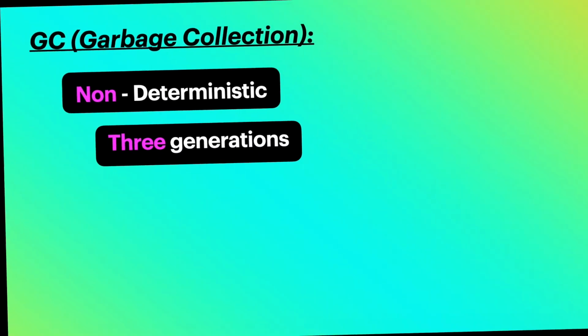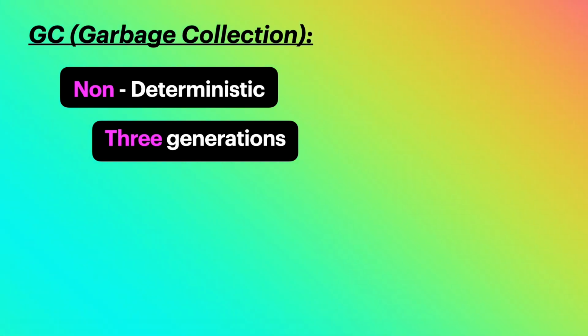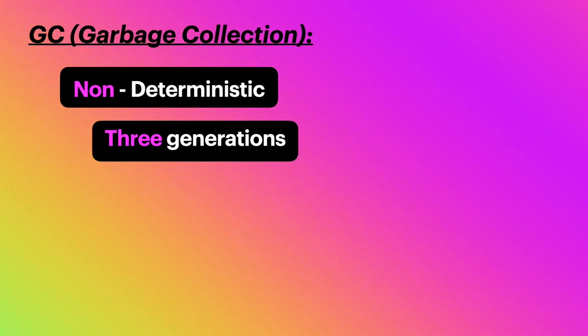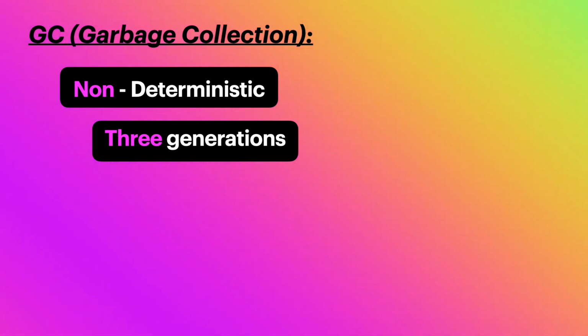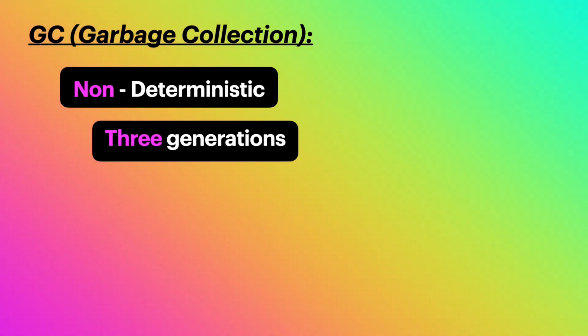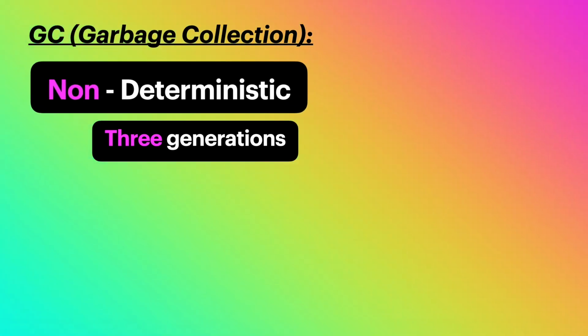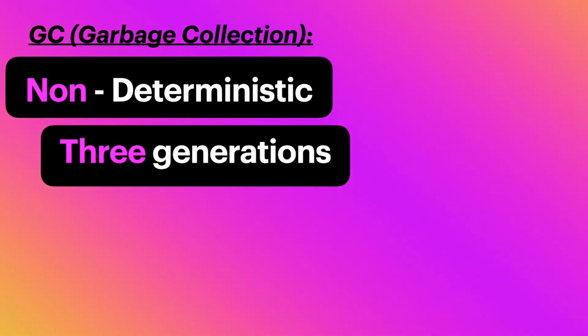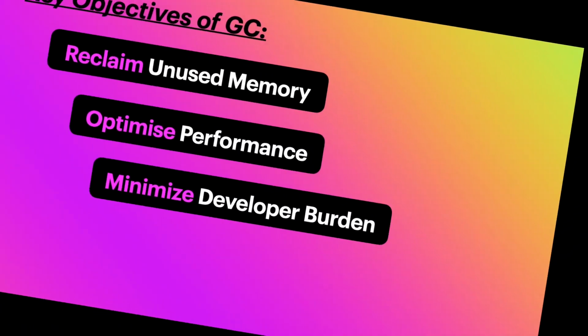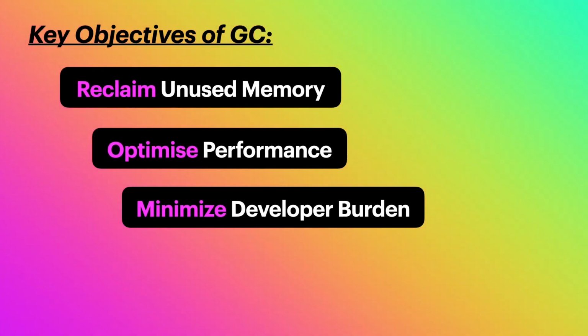Next we have the garbage collection. Garbage collection is non-deterministic. What non-deterministic means is that the exact time when GC occurs is not predictable, and this can affect time sensitive applications. So we have to take care of this, and again, as we discussed, it has 3 generations. Next we will be talking about some of the key objectives of GC.